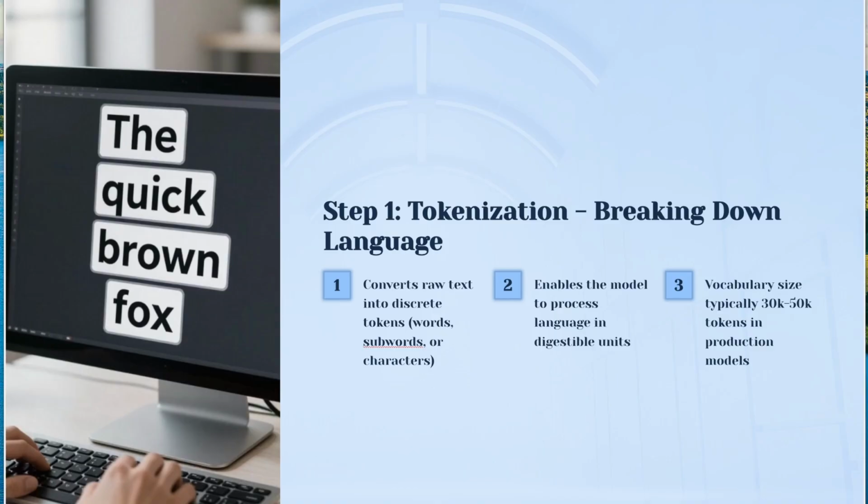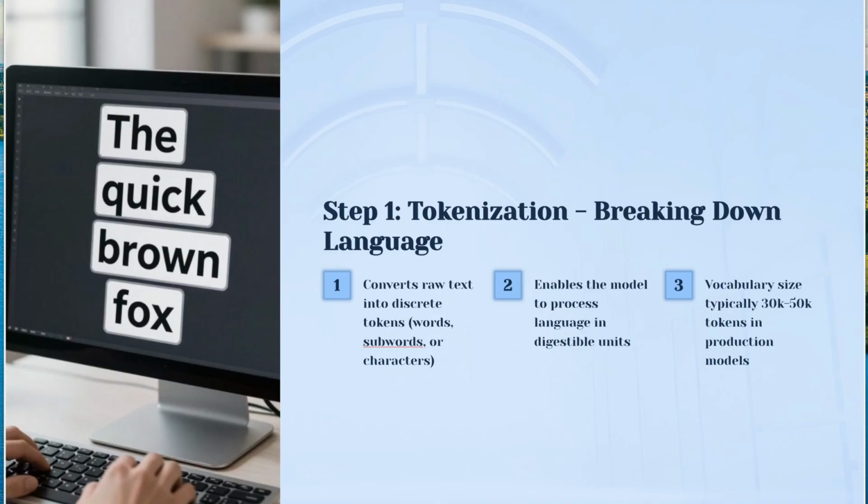At its core, tokenization is a process of converting raw text into discrete units called tokens. These tokens can be words, subwords, or even individual characters, depending on the tokenizer being used. The key idea here is simple but extremely important. Neural networks cannot understand raw text. They only operate on numbers. So before we can apply any of the advanced deep learning magic, we first need a way to break language into pieces that can be mapped into numbers.